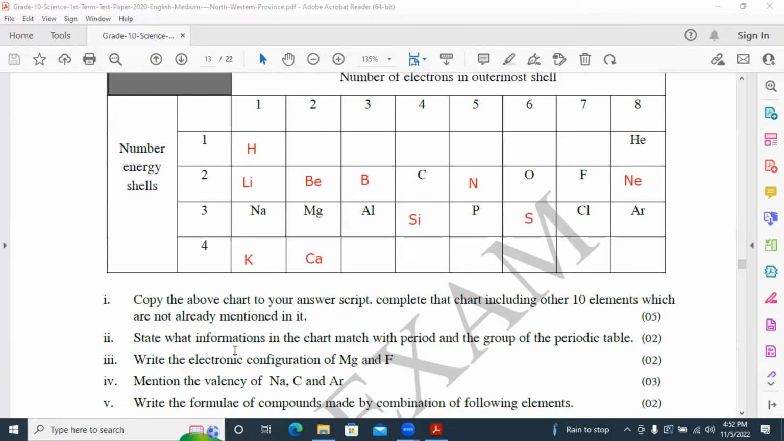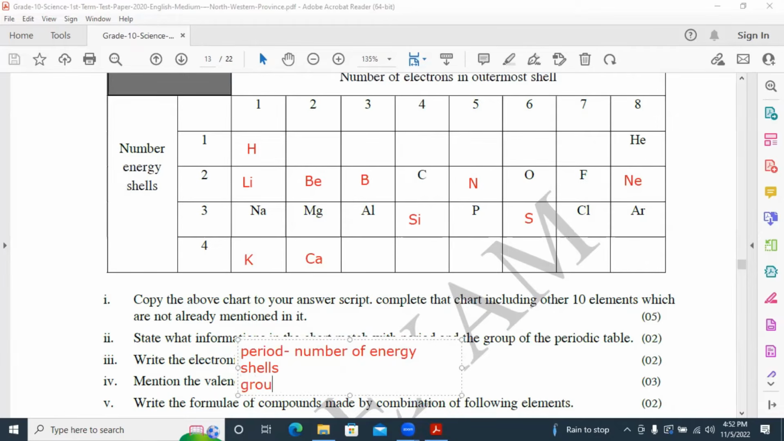Period is matching with the number of shells in the atom. And the group is matching with the number of electrons in the outer energy level.